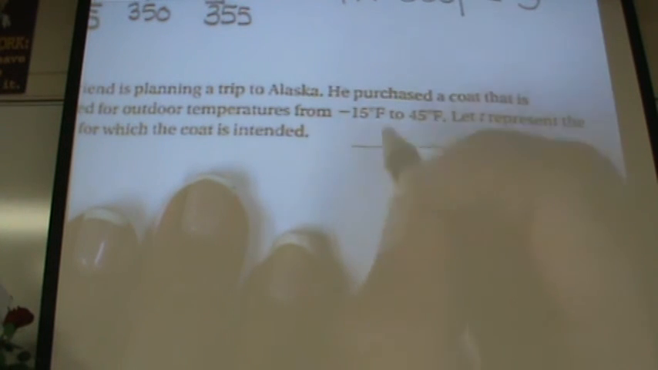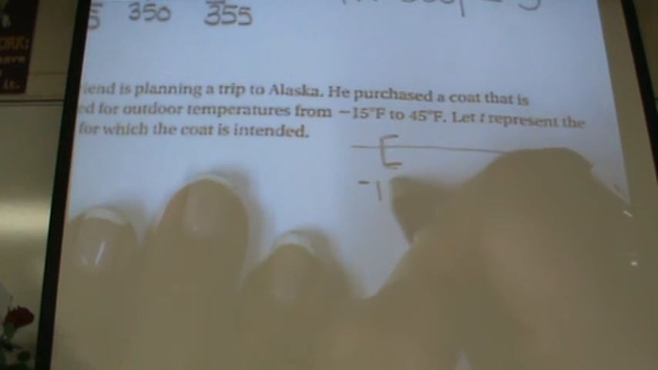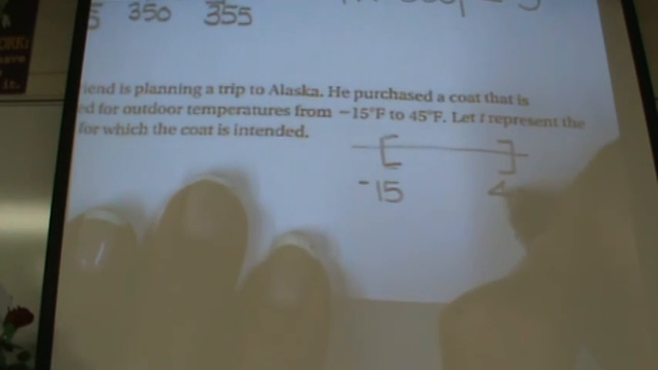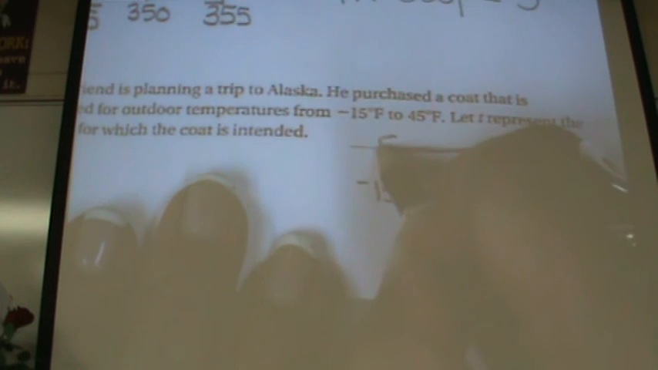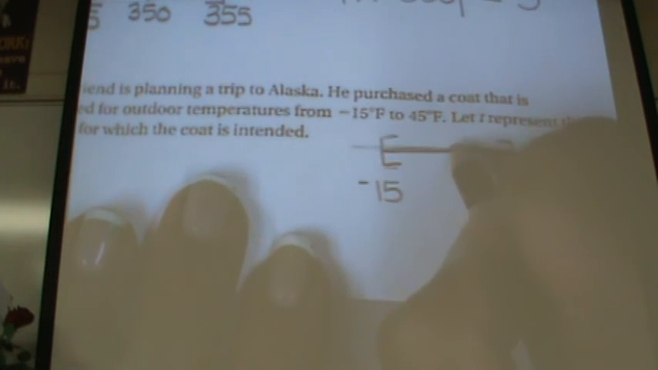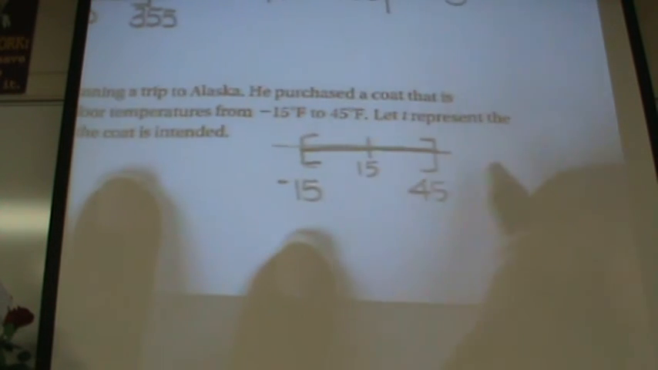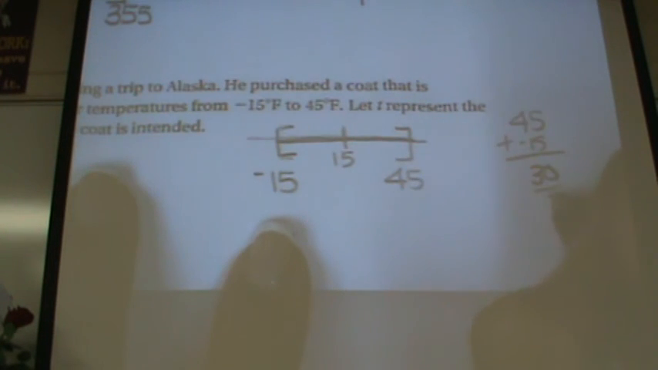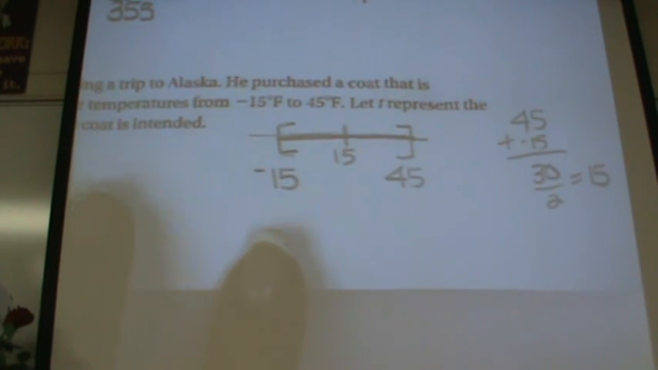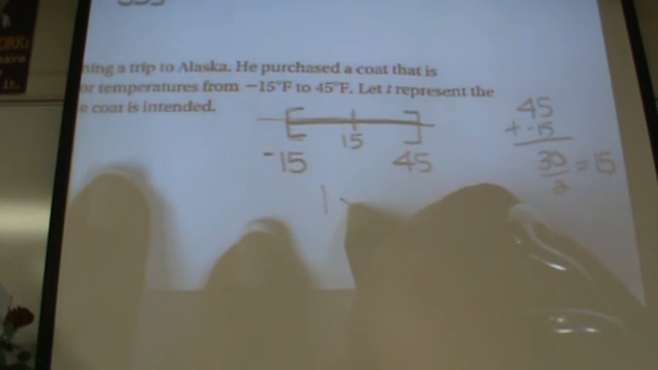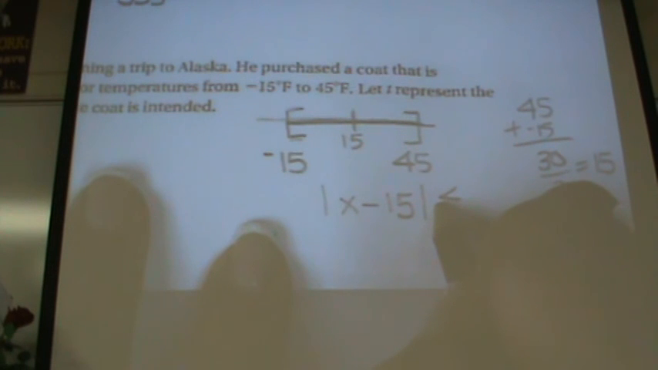and both of the temperatures count, so it would be the brackets. And the middle of that would be 15 degrees. How'd you get that? If you combine 45 and -15, it's 30, and then dividing that by 2. Good job. 15 is the halfway number. That's where she got 15. And so it would be x minus 15 is less than 30.